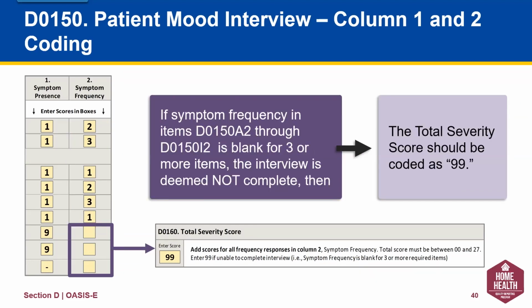Here's an illustration of another scenario, one in which the symptom frequency was blank for 3 of the items. In this case, the interview is deemed not complete, and you would enter a 99 in the total severity score.